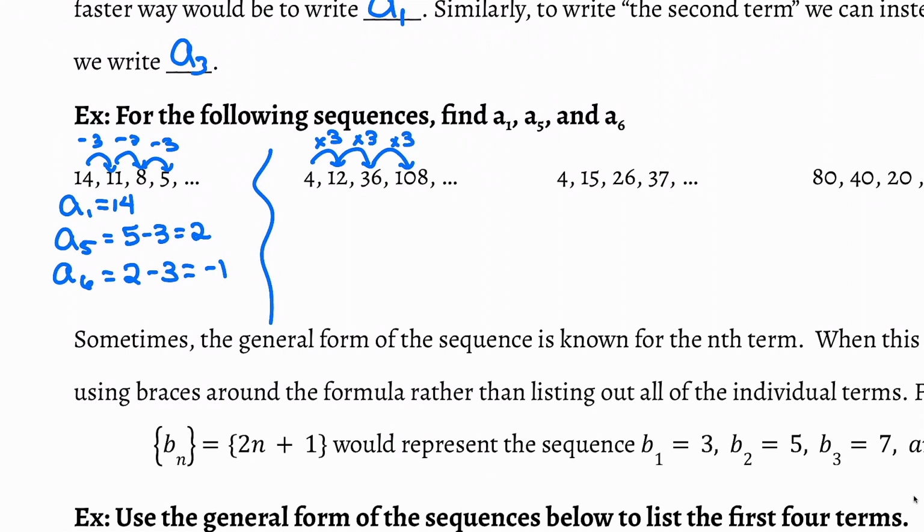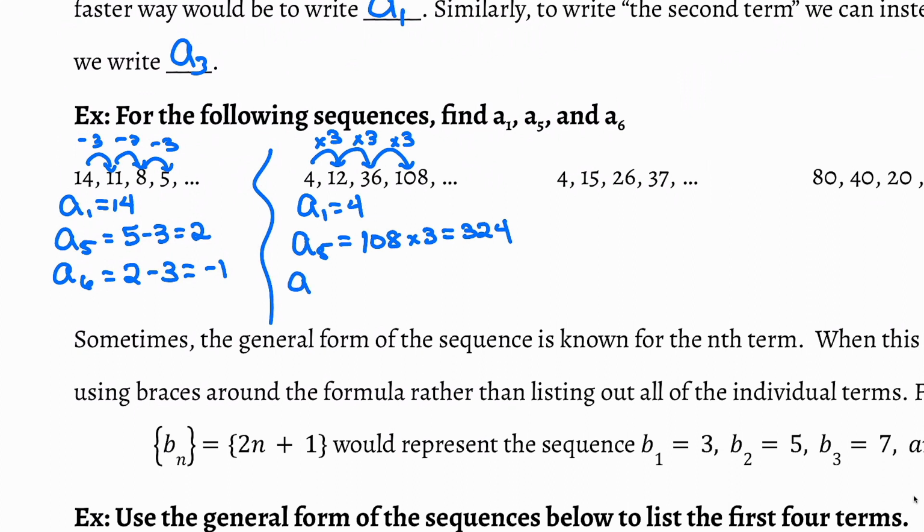I should have done the easy question first. What's the first term? Well, that's easy. The first term is just 4. So far, I have the first 4 terms. I want the fifth term. If I want the fifth term, I need to get the one before it, which is 108. I need to multiply that one by 3. When I do that, I get 324.